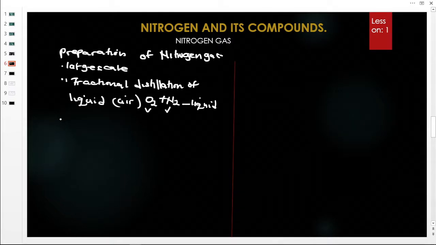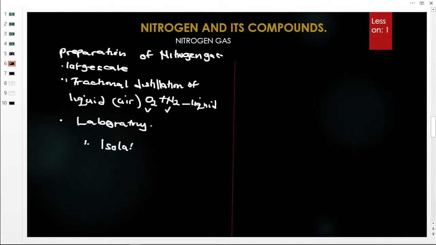And then we can also prepare it in our laboratories. So it can be prepared in the laboratory. In the laboratory we use two methods when preparing it. One, we use what we call isolation from air. We can isolate it from air, isolation of nitrogen from air.